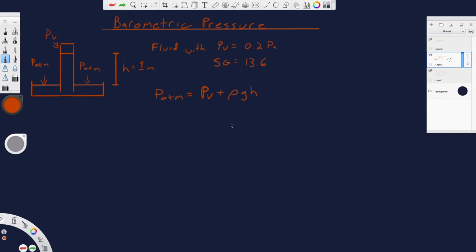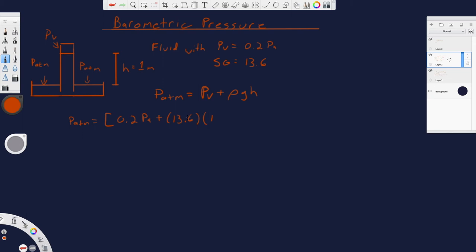Okay, so our atmospheric pressure is going to be our 0.2 pascals of vapor pressure plus the specific gravity, because we don't know the density, or we at least weren't given it. If we knew it was mercury, we could of course look it up. But we can also calculate it by multiplying the density. Now, of course, because it's specific gravity, it's relative to water, right? So water would be 1.